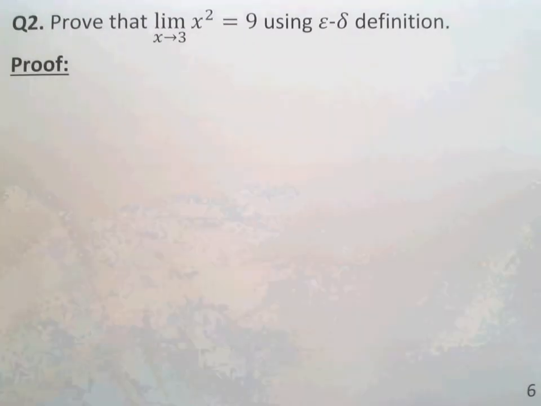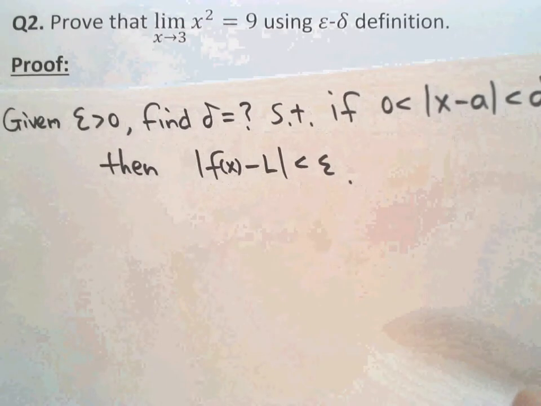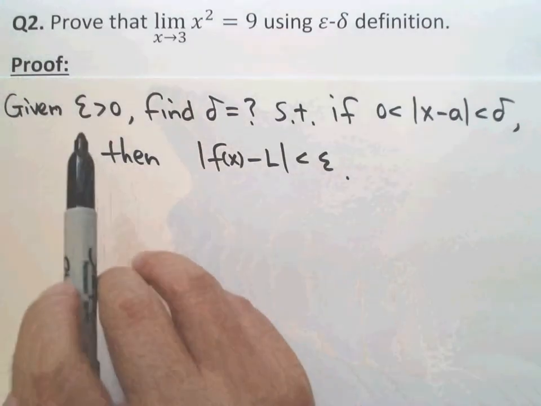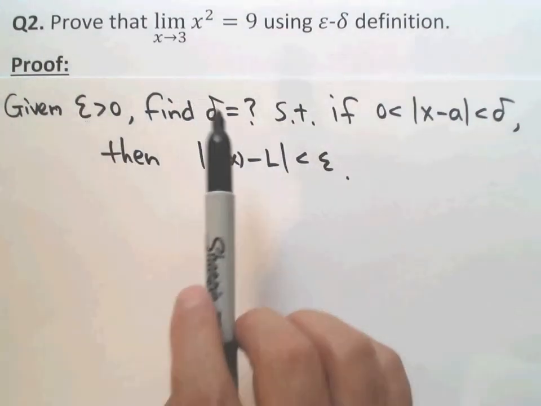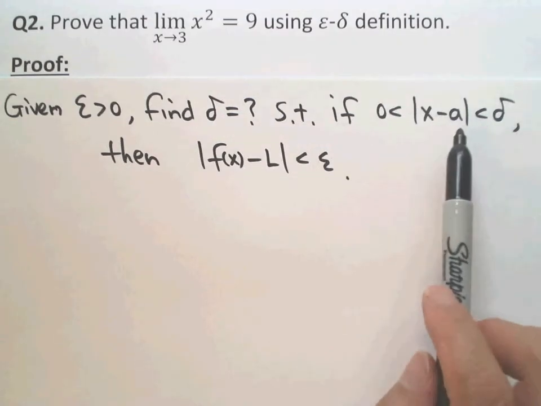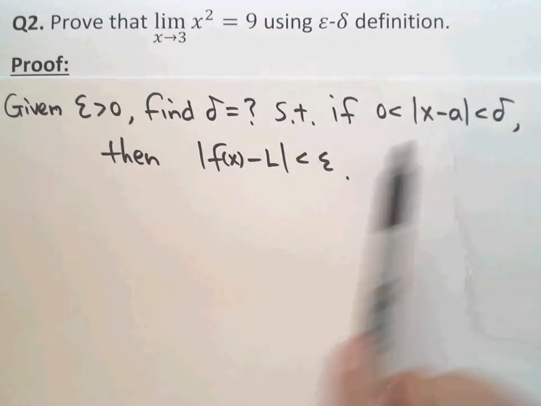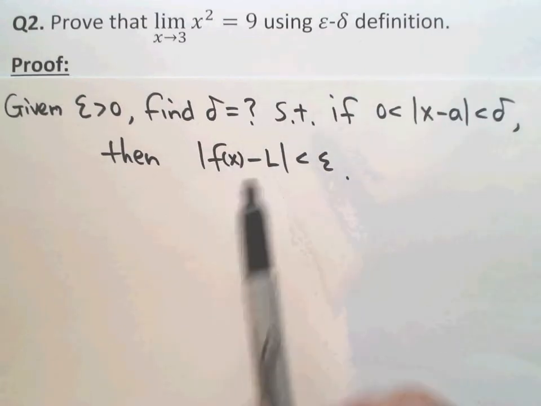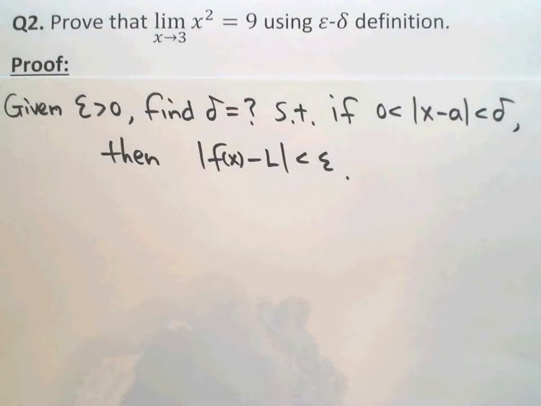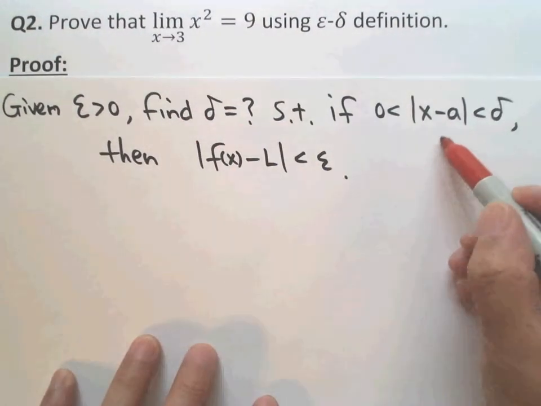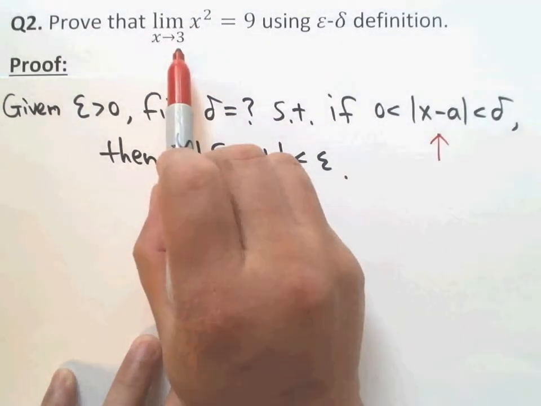Let me see. So the first step is the same, right? The first step is still the same. All we need to do is find the delta on another paper. So I'm already right here. This is the definition. Given epsilon, you need to find the delta such that if x goes into the delta neighborhood of A, then f will go into the epsilon neighborhood of L. Okay, the definition. Epsilon, delta, language.